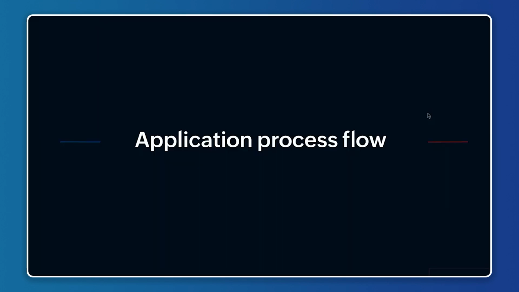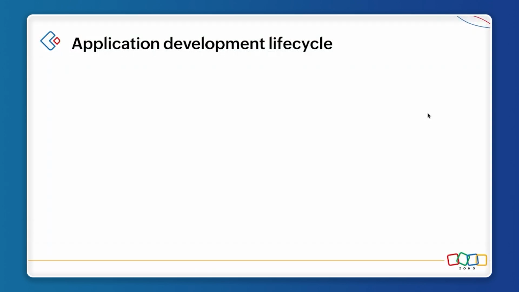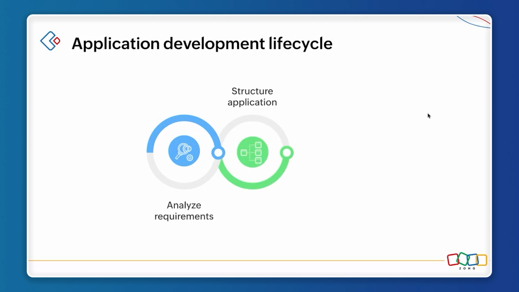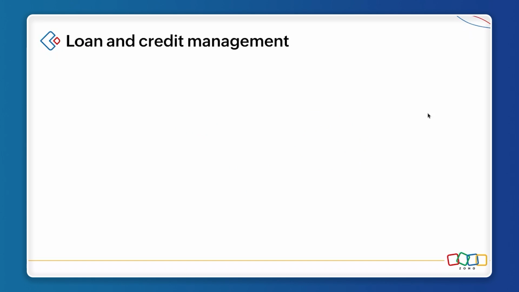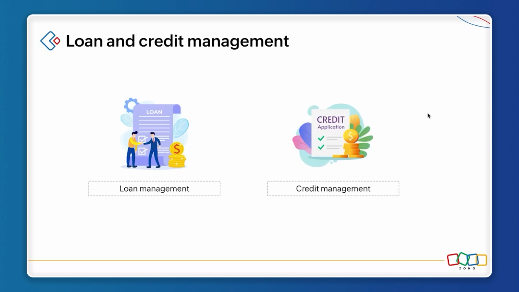Now let's quickly discuss the application process flow used to build the application before I move on to the live demo. As I said, we talked about the application development life cycle. The first step was analyzing the requirement. We have already analyzed the requirement, that is, we are going to automate the loan and the credit management. Now let's discuss how the application is structured, and we will walk you through the actual application. In this loan and credit management, we have segregated this into two different modules. One is loan management, one is credit management.